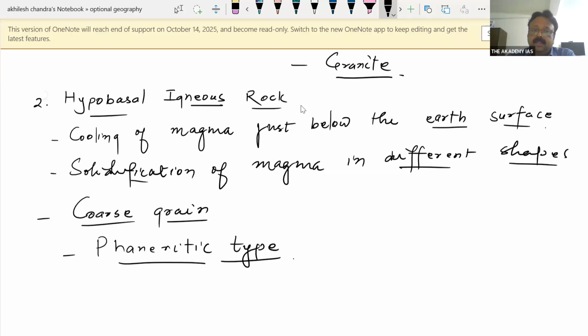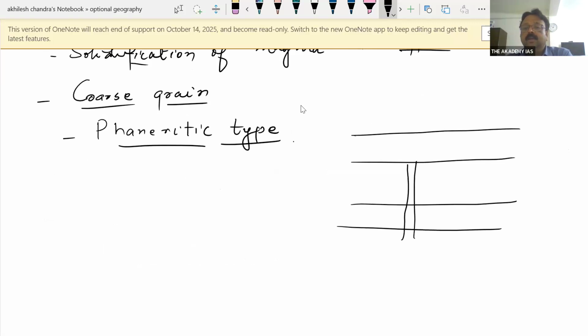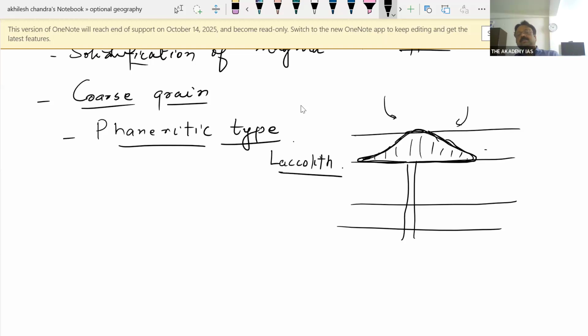So we have visible grain, but indeed the cooling of magma is just below the earth crust. So here it is the earth crust, and we happen to have a cooling of magma. Let's say this cooling takes place somewhere here, and it takes place like this. And once the various cycles of erosion eroded this, we happen to have this kind of igneous rock exposed outside. Okay, so it looks like a mound, hill-like structure. Fine, of different shape. Like here we call it lapolith.